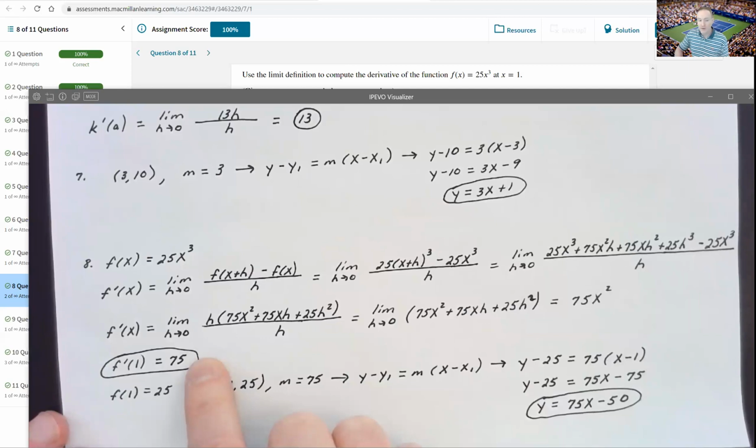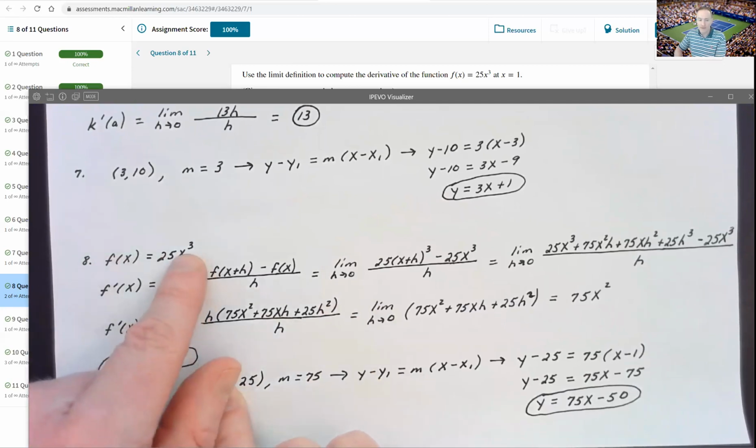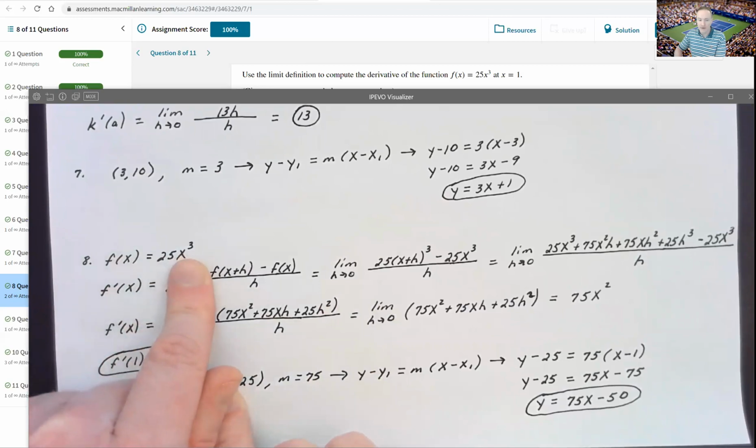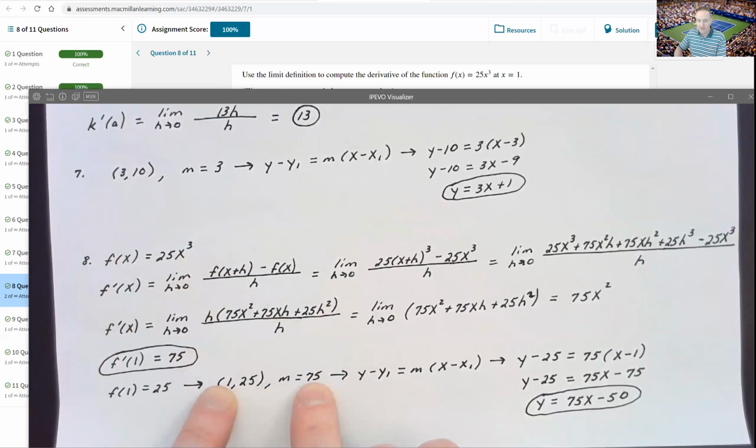Now, they also wanted the equation of the line at that point. So I said, well, in order to get an equation of the line, I would need the point. What I did is I plugged a 1 into f of x up here, and clearly that would be 25 times 1 cubed, which is just 25. So my ordered pair is (1, 25), and I have a slope of 75.